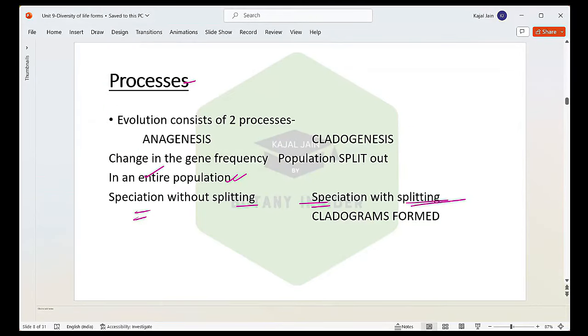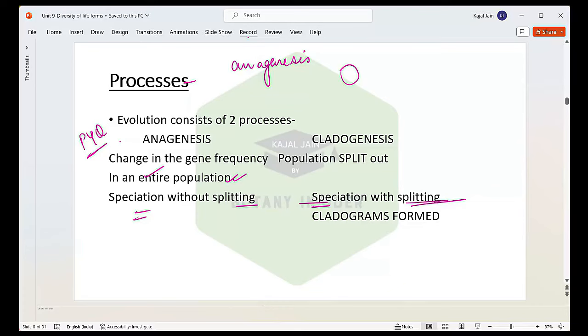So this is what a taxon is all about. Now, evolution consists of majorly two things, right? There are two main processes. First one is anagenesis, second one is cladogenesis. This has been asked in CSIR. What is anagenesis? Anagenesis means change in the gene frequency in the entire population. Anagenesis means that you are making a new species without the splitting of the group, or we can say without divergent evolution occurring.